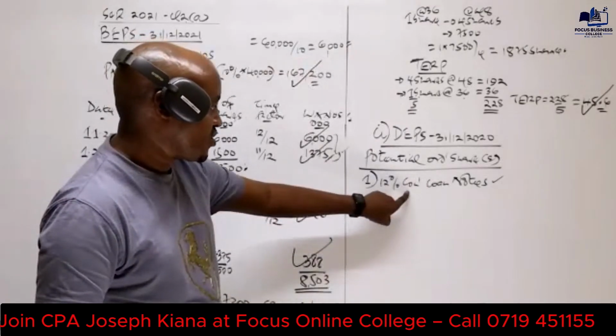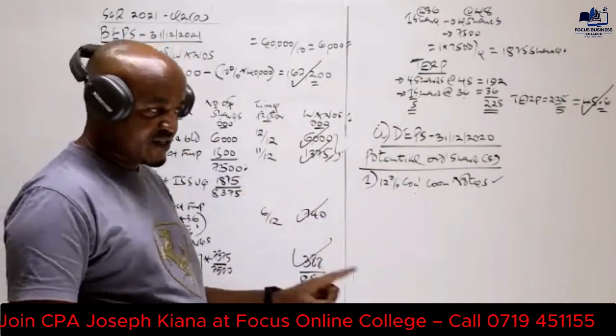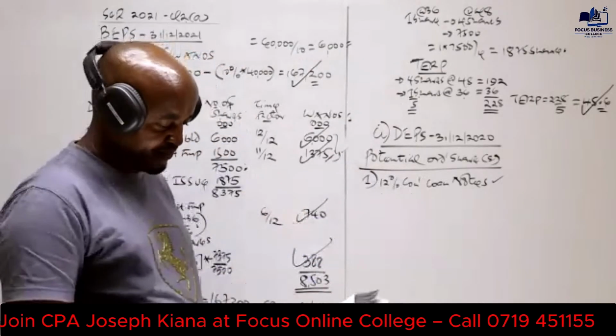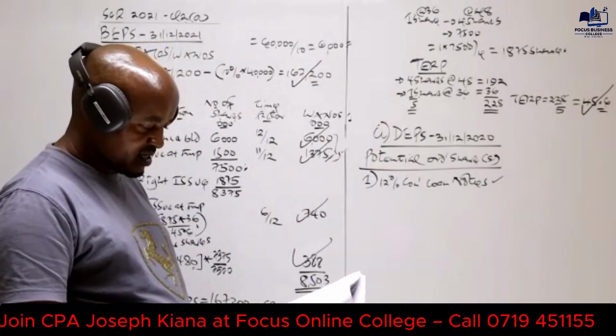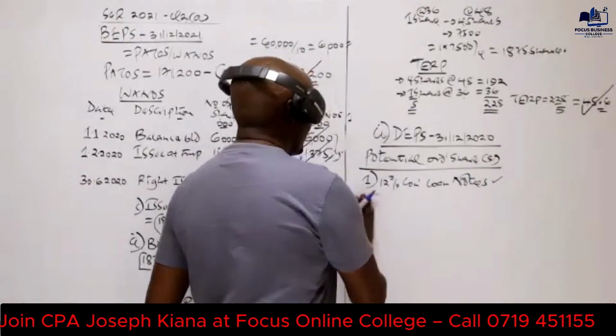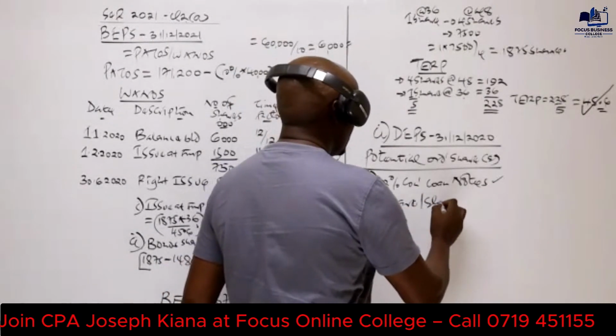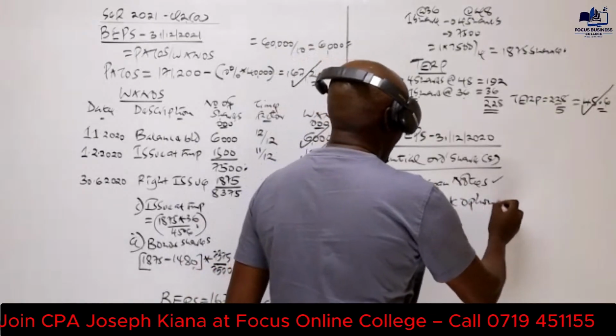And the keyword here is convertible. If they are not convertible, don't consider them here. Equally, those preference shares, don't consider them here. They are not convertible. So we only pick that one. And then in note number 4, we have the stock options.